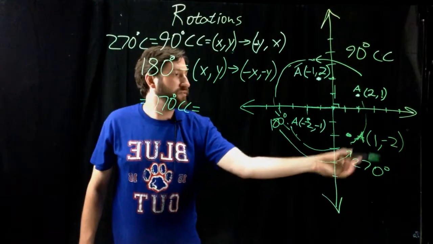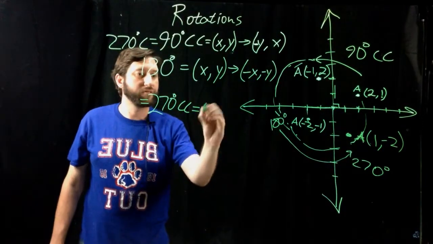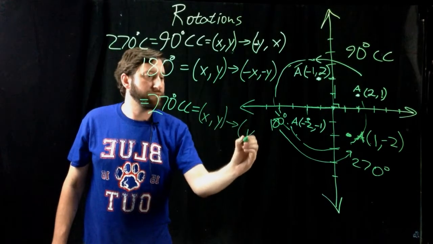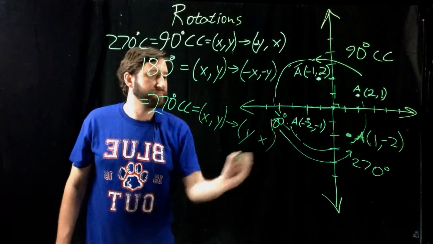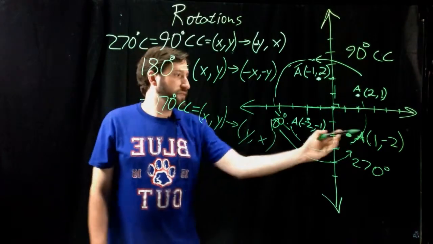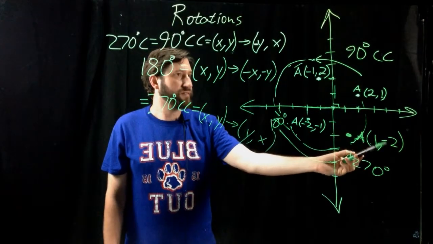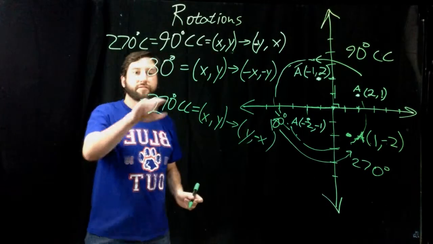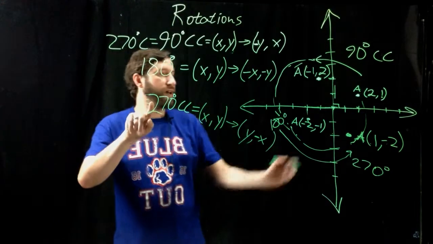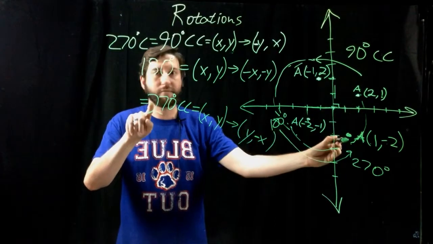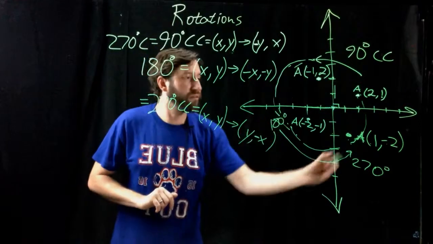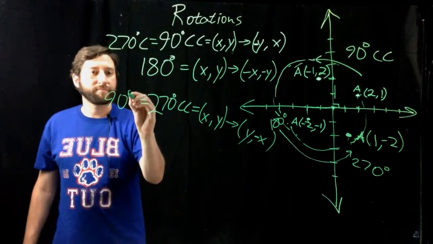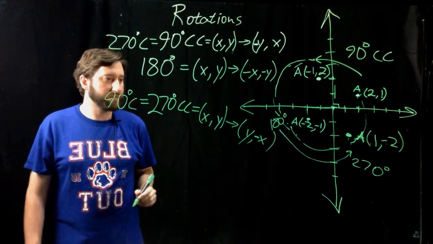So notice what happened. This time at 270, I flipped x and y. So (x, y) flips to y, x, and the last one became negative, so I have (y, -x). 270 degrees is also the same thing as 90 degrees clockwise. So I can either do 270 counterclockwise, or I could do 90 degrees clockwise.